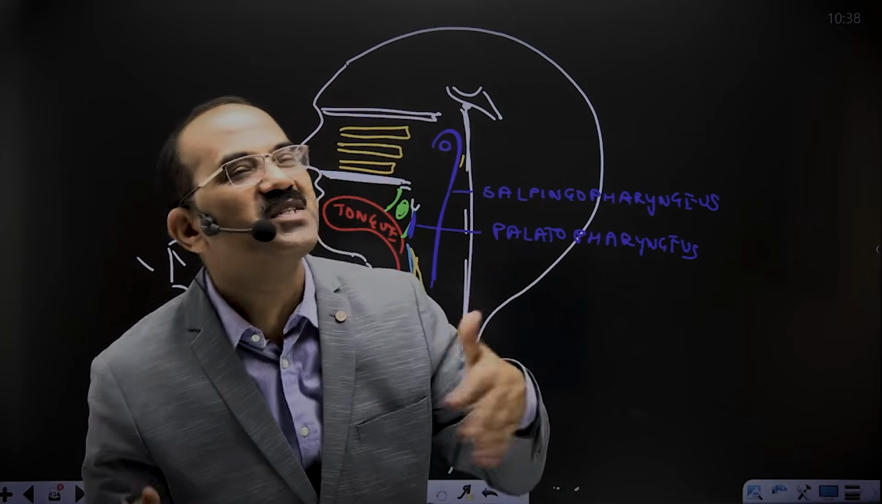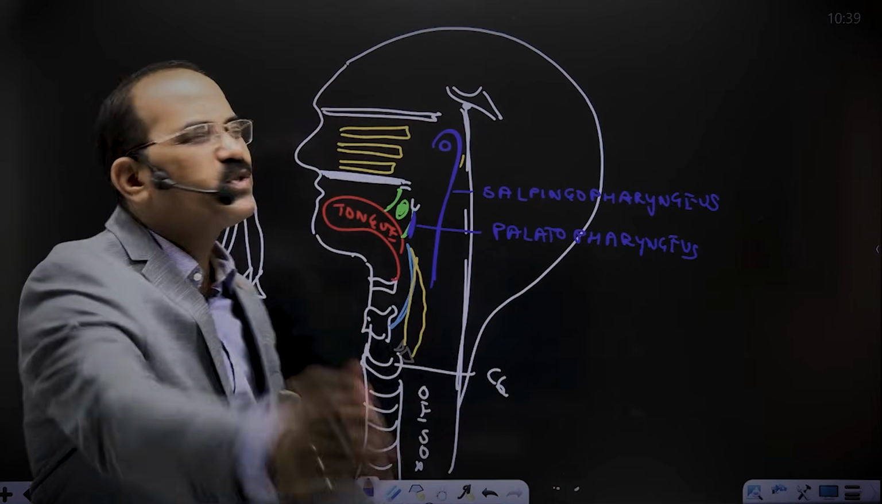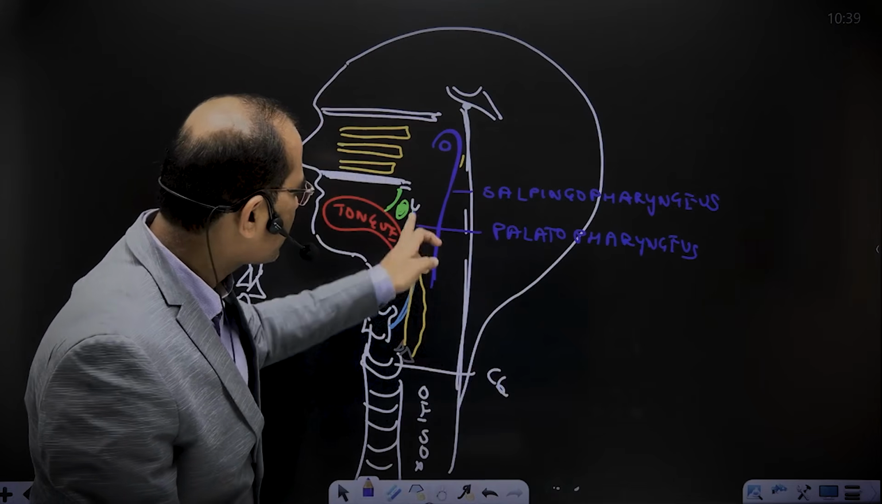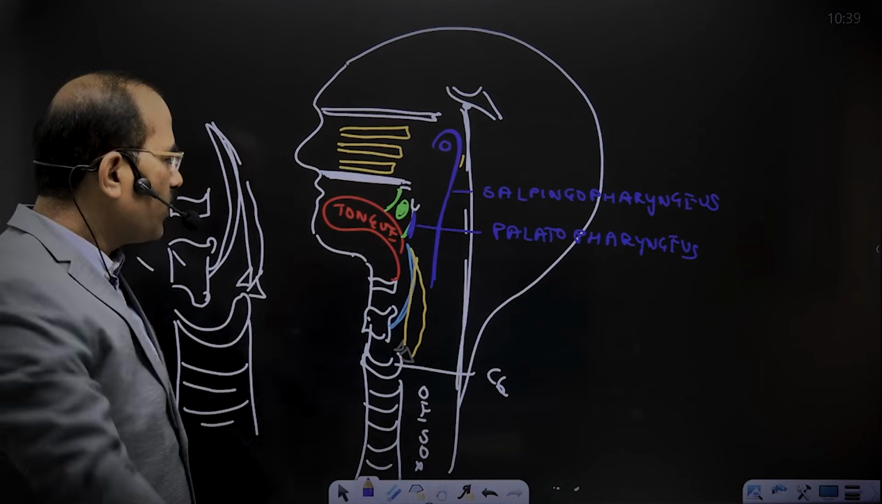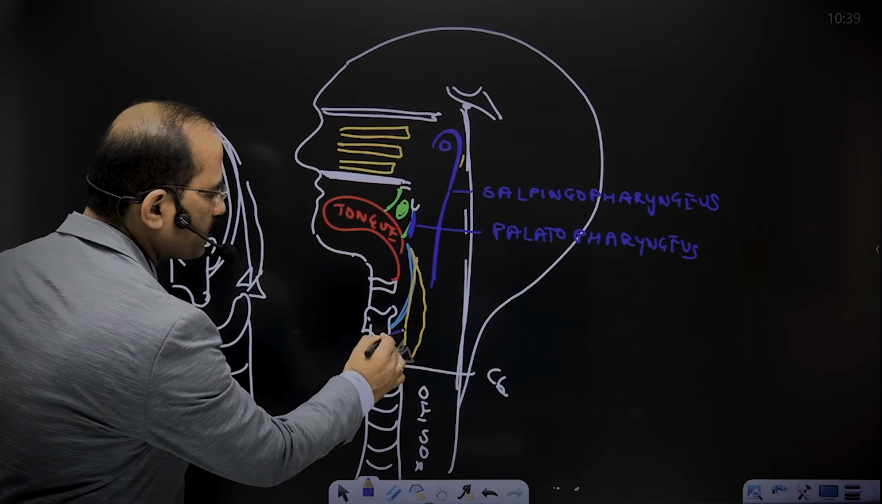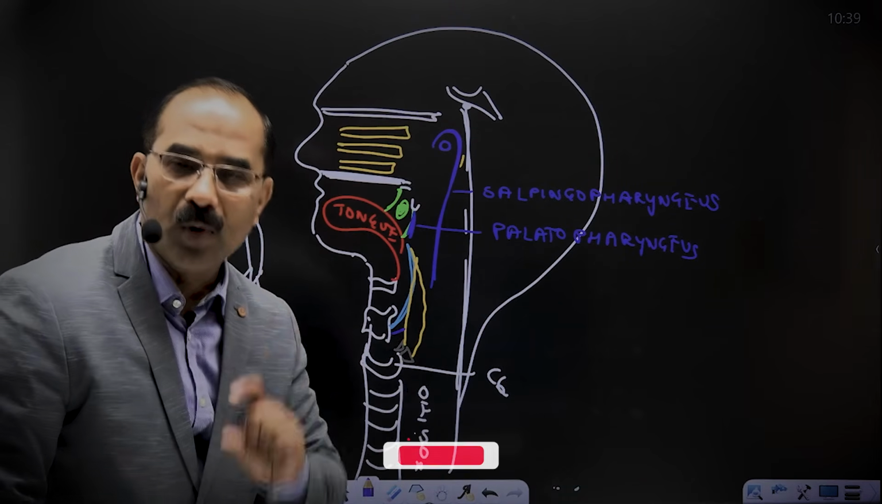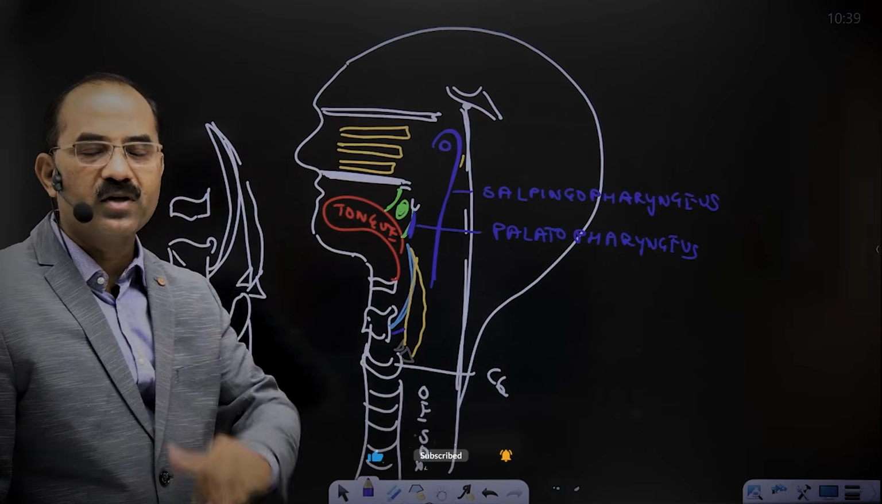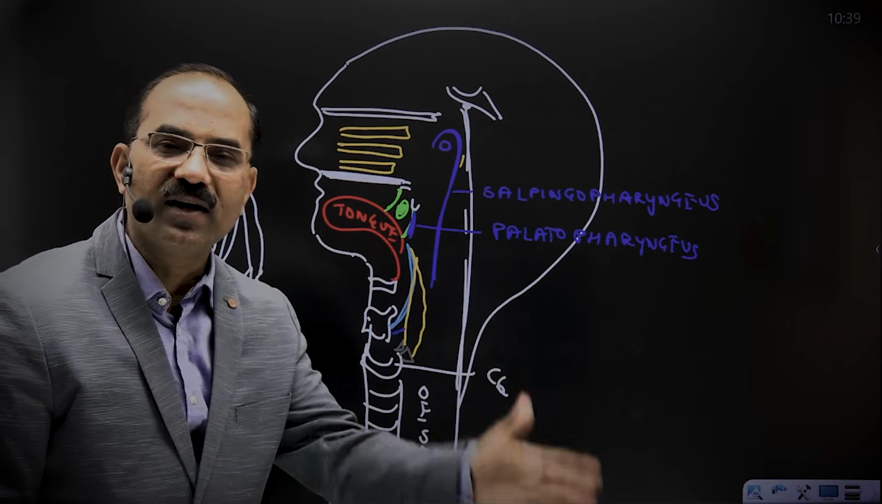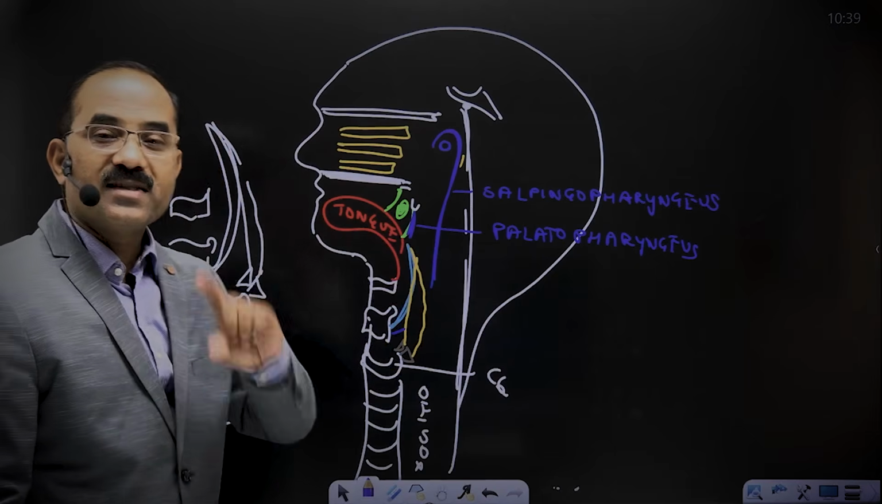Find its friends. So these two friends are there, the salpingopharyngeus and the palatopharyngeus. They will join with stylopharyngeus and all these three will get inserted here on the posterior border of the lamina of thyroid cartilage. So that muscle is stylopharyngeus.